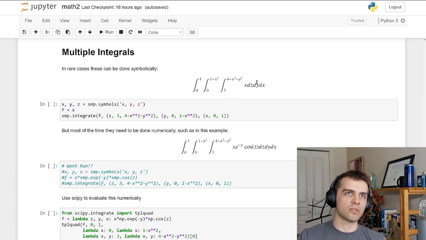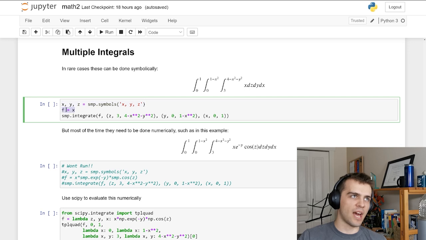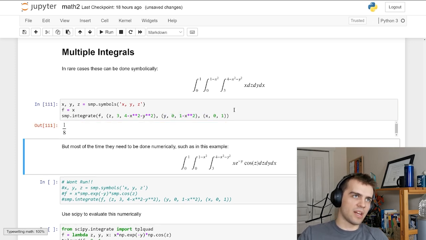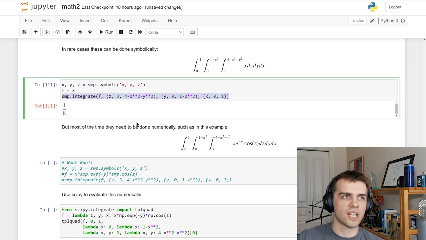For example, you might have an integral that looks like this, where the function you're integrating is x, dz dy dx. For that, I define my symbols here. I say f equals x. That's just the integrand here. And I integrate the integrand. The way I do that is I say z goes from 3 to 4 minus x squared minus y squared. It's the first thing that's integrated. Y goes from 0 to 1 minus x squared. X goes from 0 to 1. You'll see that this is a very concise way of doing this. But most of the time, they need to be done numerically. You can't solve these integrals by hand like in first year calculus.